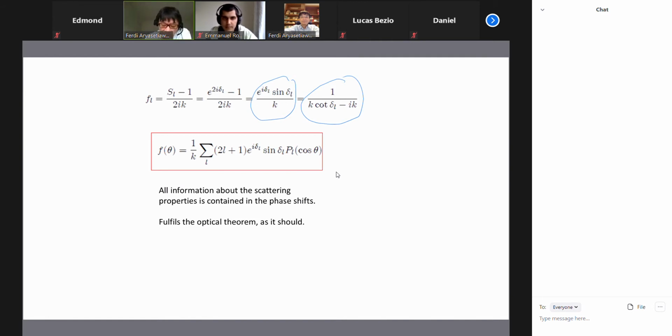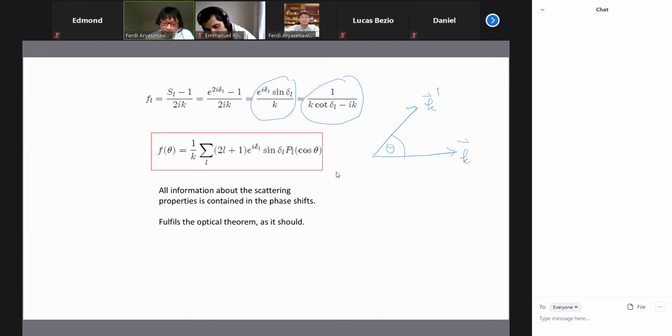Well, so now in terms of the phase shifts, the scattering amplitude is a function of the angle theta. The angle theta is, once again, the angle between K prime and K. So the scattering amplitude depends only on that angle because of the spherical symmetry. It can be written in terms of this phase factor.